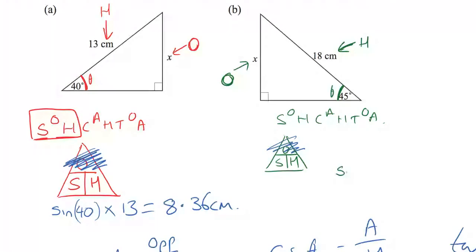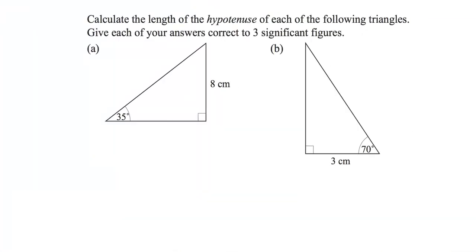So S stands for the sine of the angle, so sine 45. And H stands for the hypotenuse, which we know is 18. We multiply them together, we get 12.73 centimeters. Okay, let's go on to some different ones now to make sure we can apply this, maybe using the cosine or the tan as well as the sine relationship, and let's see what happens.